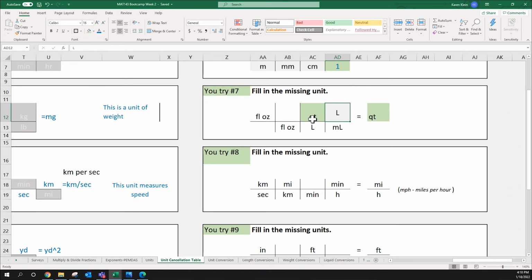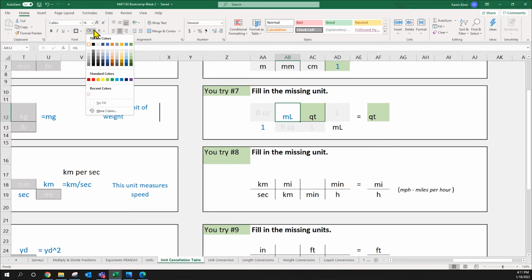And so we have liters goes here. It goes here. We need fluid ounces to go as well. But we notice that milliliters is left. So that means we're going to have a 1 in the denominator here. And the unit that is up here in the numerator in the missing place is milliliters. So now we can get rid of that. So now we have our quarts.